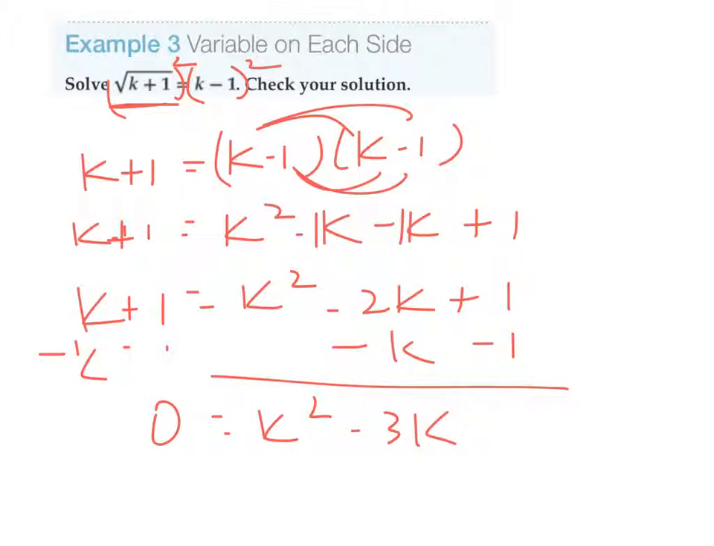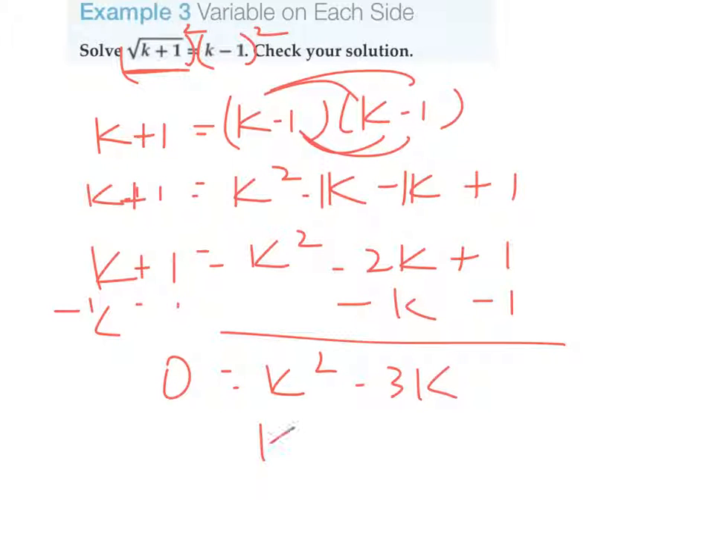And now what I have to do is factor and make each factor equal to 0. So I'm going to put the 0 over here, and so k equals 0 and k equals 3 are my two answers.